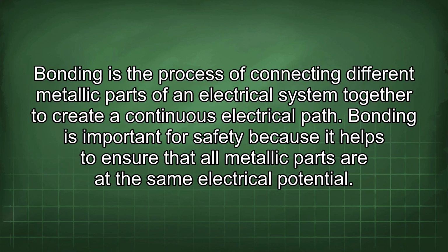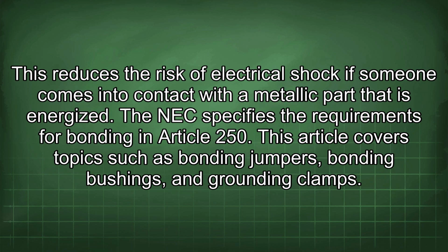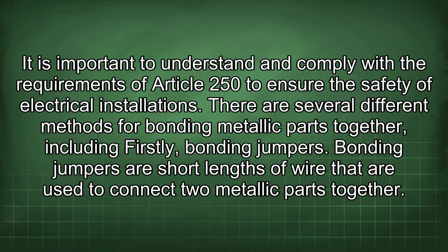Bonding is the process of connecting different metallic parts of an electrical system together to create a continuous electrical path. Bonding is important for safety because it helps to ensure that all metallic parts are at the same electrical potential. This reduces the risk of electrical shock if someone comes into contact with a metallic part that is energized. The NEC specifies the requirements for bonding in Article 250. This article covers topics such as bonding jumpers, bonding bushings, and grounding clamps. It is important to understand and comply with the requirements of Article 250 to ensure the safety of electrical installations.